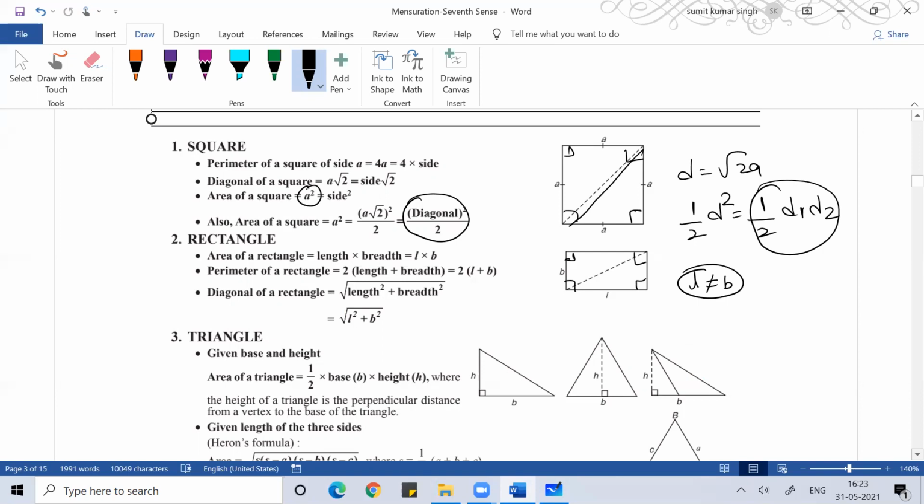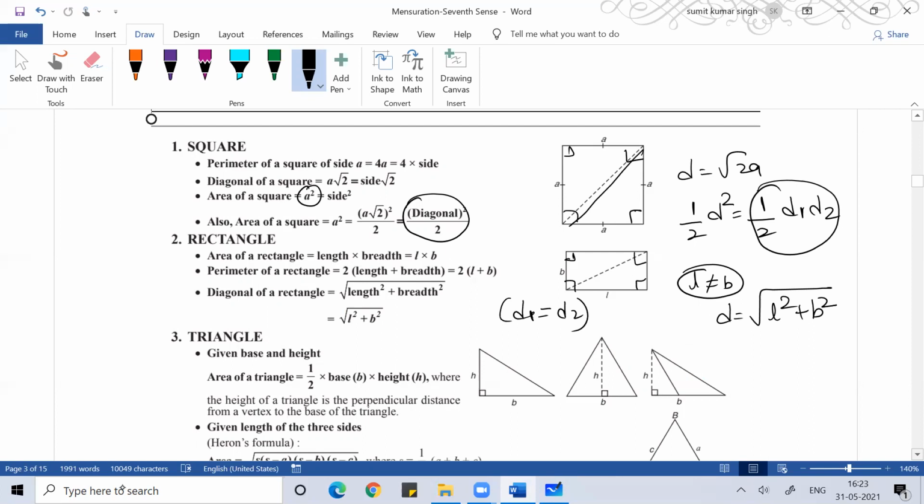So rectangle, when we say rectangle, all sides are perpendicular to each other. The diagonal of a rectangle is equal to under root of L square plus B square. In case of rectangle, the diagonals are equal. If the diagonals are not equal, it becomes a rhombus.